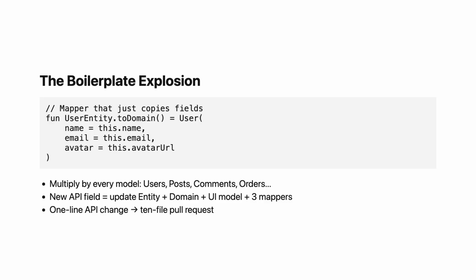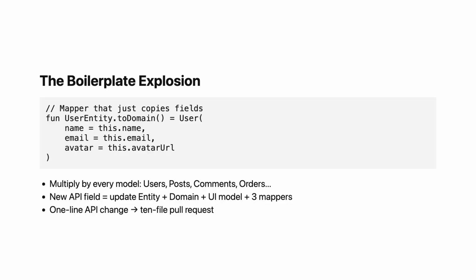Each mapper is a class file that someone has to create, maintain, review in pull requests, and debug when the field mapping is wrong. And the most painful part: when you add a field to your API response, you have to update the entity, the domain model, the UI model, and every mapper in between. A one-line change in your API contract becomes a 10-file pull request. That is not separation of concerns. That is a boilerplate explosion.